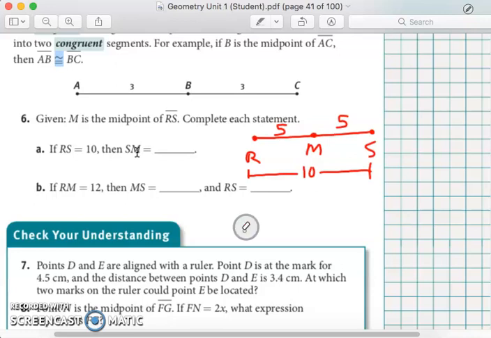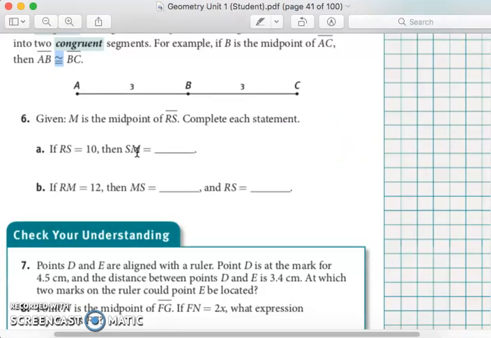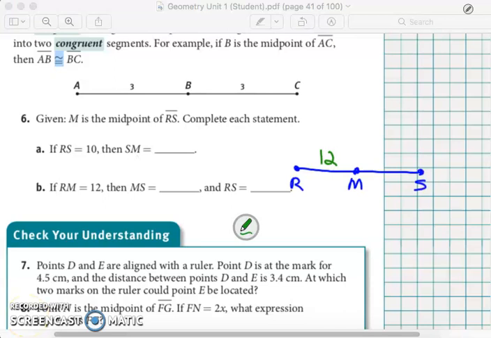Go ahead and pause the video and try part B by yourself. Draw a picture to help you out, and when you're ready, we'll go over it. Okay, so the same segment, but this time they tell us that RM is 12. If RM is 12, what's MS? Well, again, if M is the midpoint, then the two pieces have to be the same. They have to be equal or congruent. So that means MS is also 12. Then how long is RS? The distance from R to S is just 12 plus 12 more. Using the segment addition postulate, we just add the two parts: part plus part equals the whole. 12 plus 12 is 24.